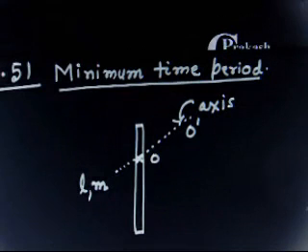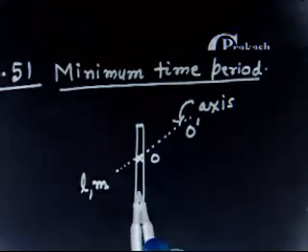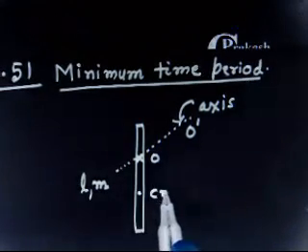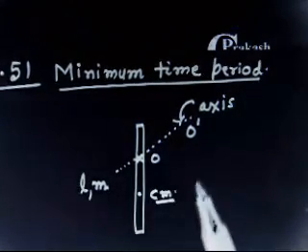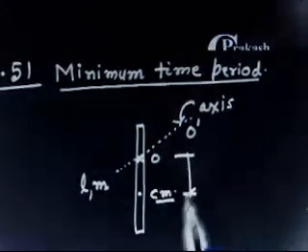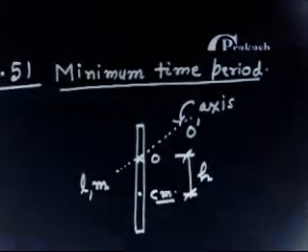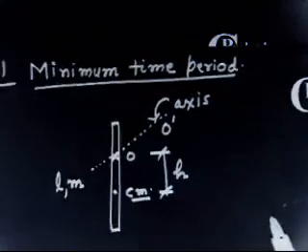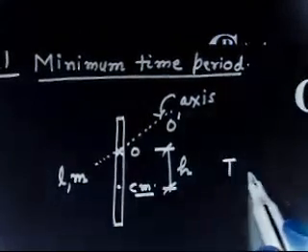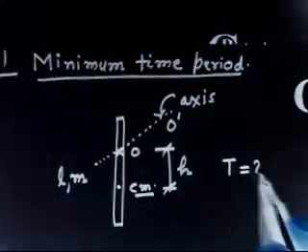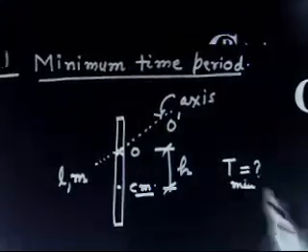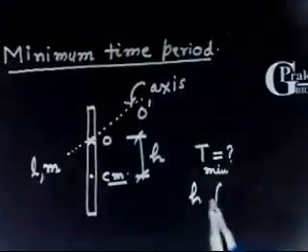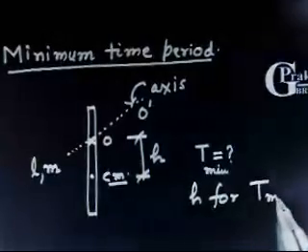Now the question says find the distance between the center of inertia of the rod. So let us say the center of mass of the rod is somewhere here. We have to find the distance between O dash and the center of mass. Let us say this distance is h, so that the time period of oscillation is shortest. So we have to find the time period, that is the minimum time. So we have to find h for T to be minimum.